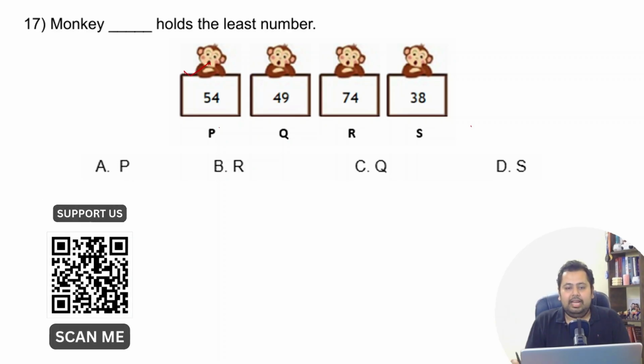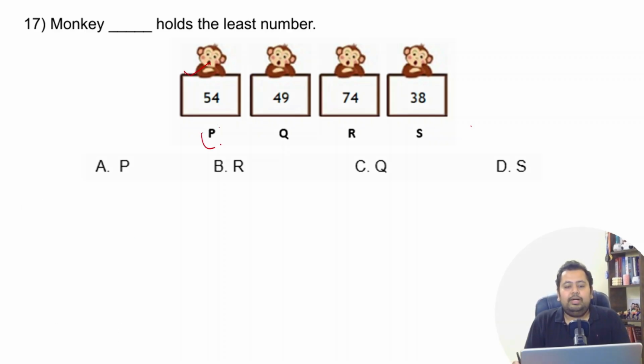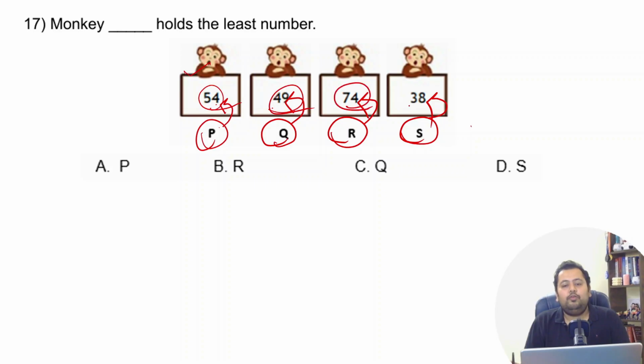Great. I hope you have got it correct. So, monkey P holds the number 54, monkey Q holds the number 49, monkey R holds the number 74, and monkey S holds the number 38. Now, out of these four, which is 54, 49, 74, and 38, which number is the lowest, right? Which number is the lowest? If you just count out, you will find out that 38 is the lowest.